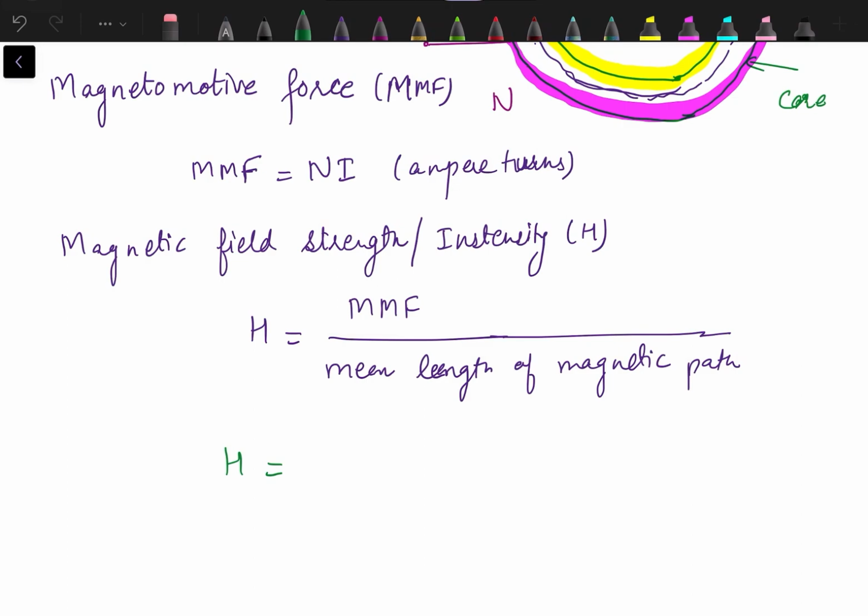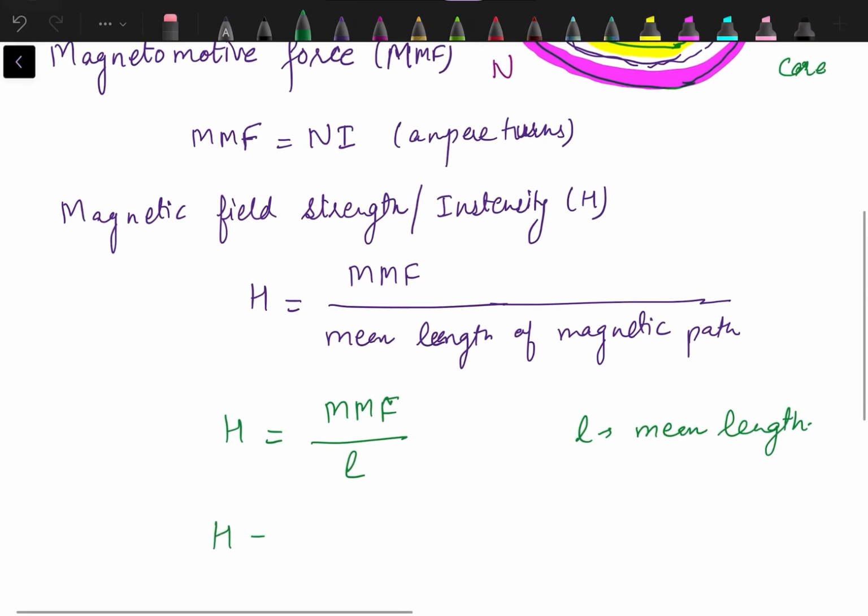So H is basically mmf upon L, where L is the mean length of the magnetic path, or we can say of the core. So H is equal to N I by L, ampere turns per meter. All the units must be SI units.